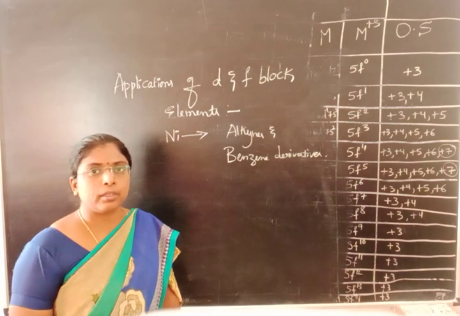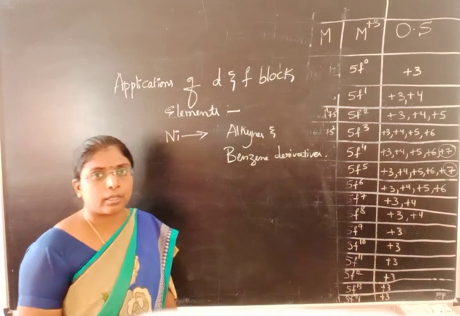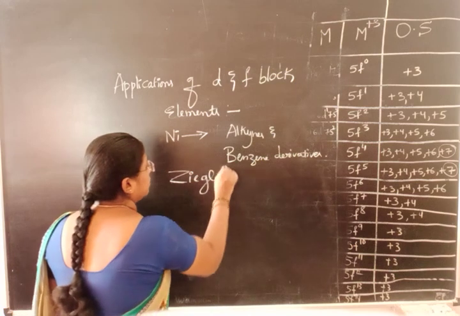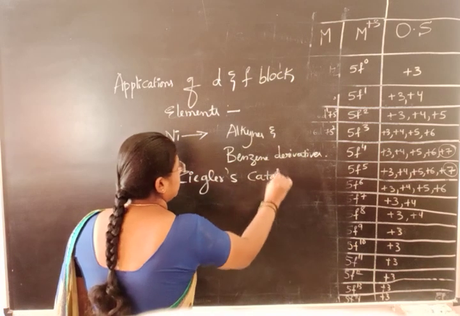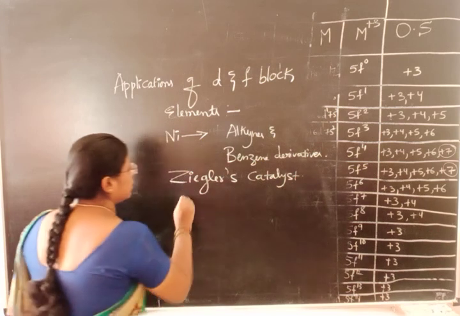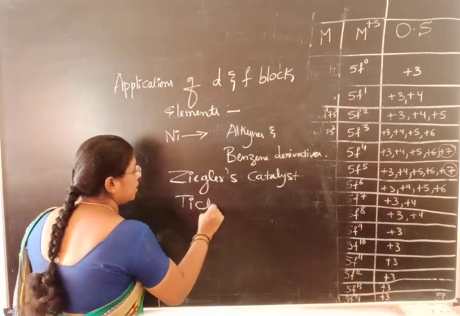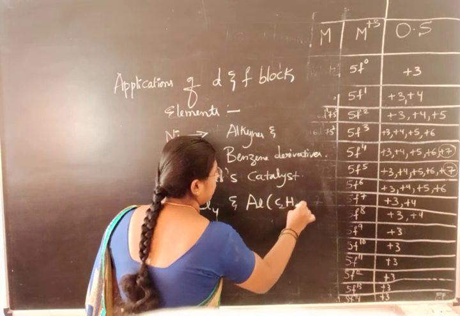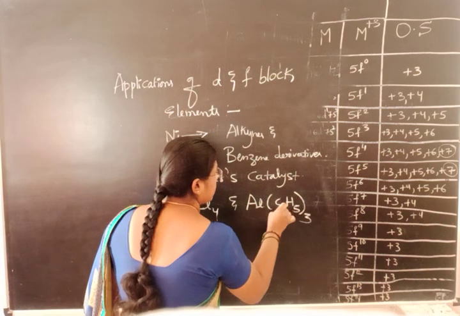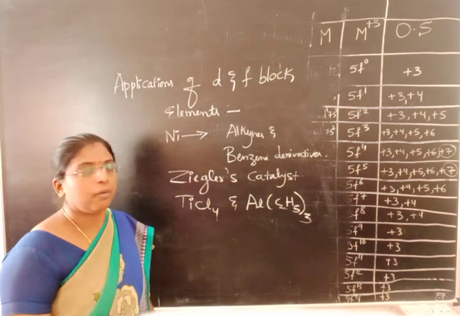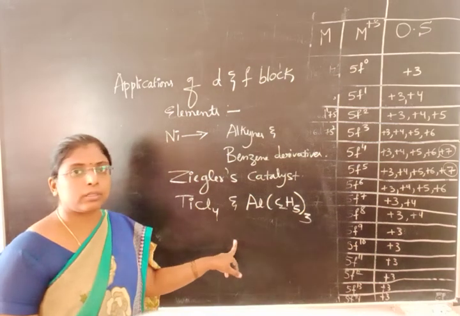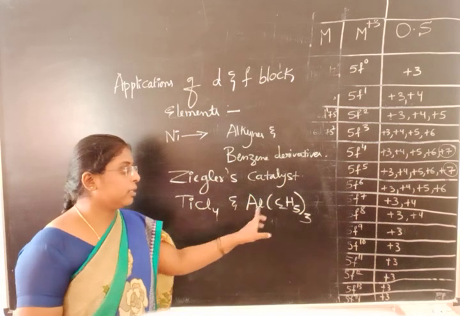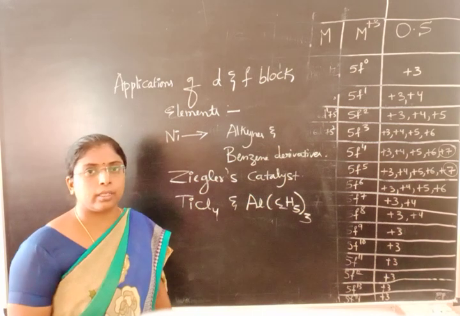And the last use is the Ziegler-Natta catalyst or Ziegler's catalyst. Here titanium tetrachloride, TiCl4, and Al(C2H5)3 are known as Ziegler's catalyst. This is very important. For a 1 mark question, they ask what is Ziegler catalyst or Ziegler-Natta catalyst. A mixture of TiCl4 and Al(C2H5)3 is known as Ziegler catalyst.